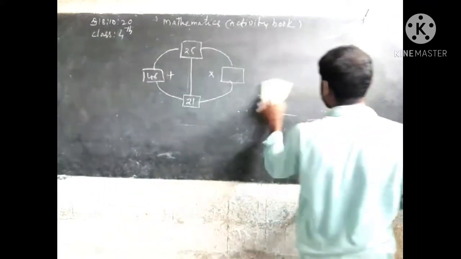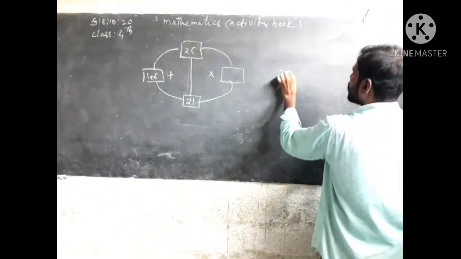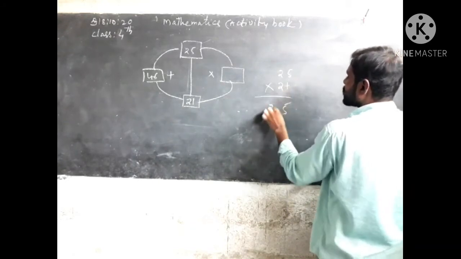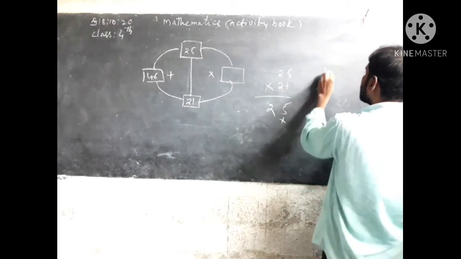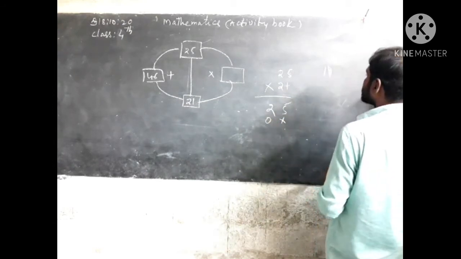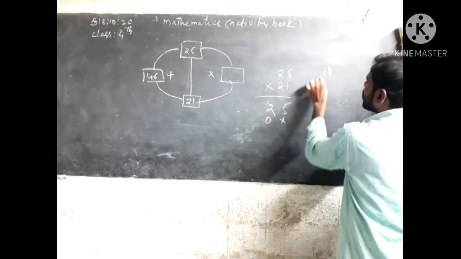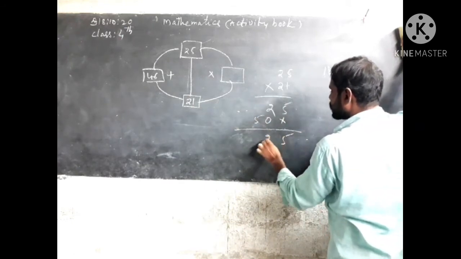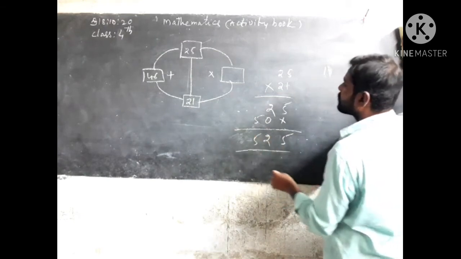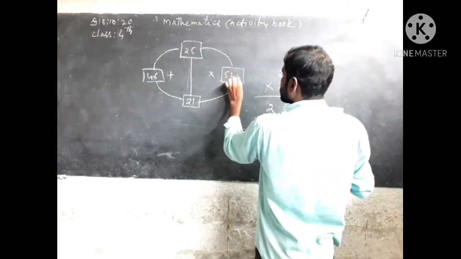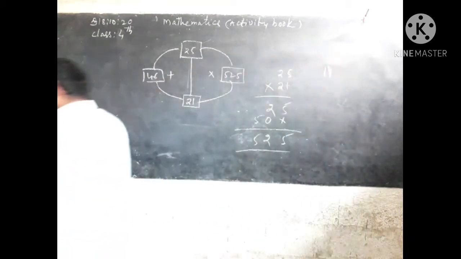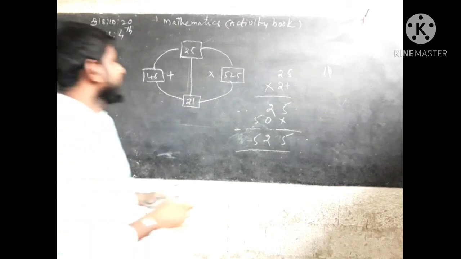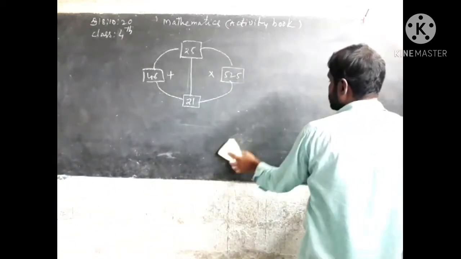You can get the product. See here, 25 into 21. 1 5 is 5, 1 2 is 2. 2 5s are 10. 1 space, cut it. You can write under the tens place, carrying 1. 2 2s are 4, plus 1, 5. See here, 525. Now next one.